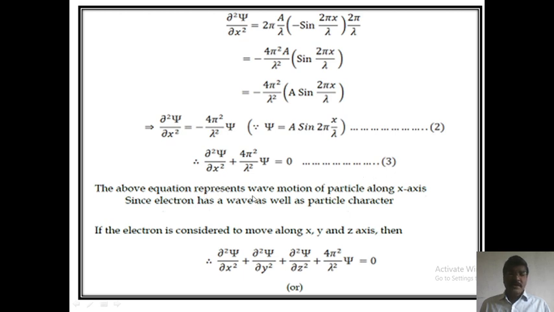The above equation represents the wave motion of a particle along the x-axis, since the electron has a wave as well as particle character. If the electron is considered to move along the x, y and z axes, then that equation can be written as ∂²ψ/∂x² + ∂²ψ/∂y² + ∂²ψ/∂z² + (4π²/λ²)ψ = 0.